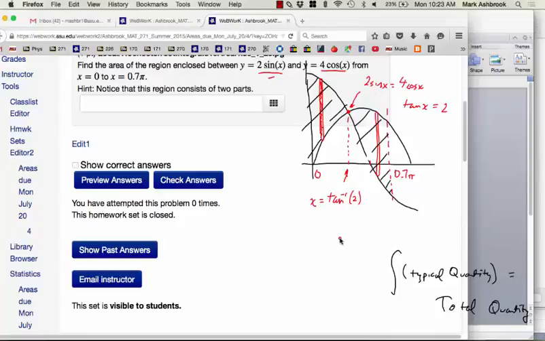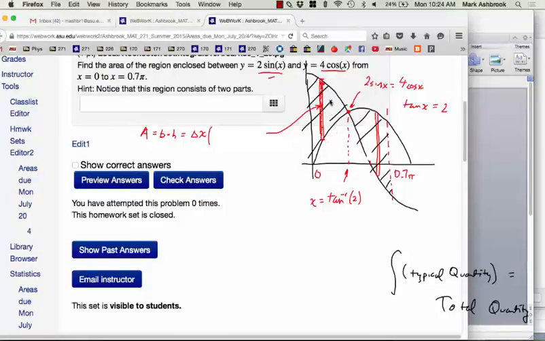Okay, so then the integral is going to, so this typical strip here, what's the area of that? The area of that is base times height. And the base is what? What's the base? Delta x. Delta x. What's the height? y2, yeah, y2 minus y1.